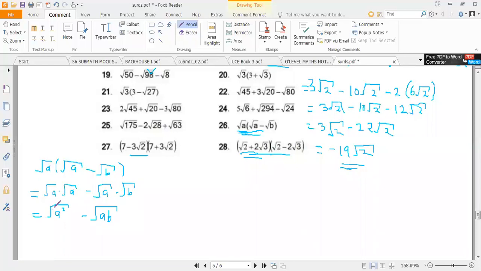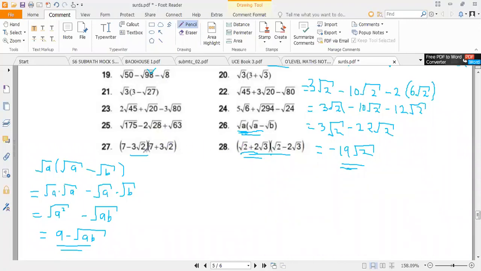For this one, since it is the square root of a squared, the square will cancel with the square root sign, and then we remain with a minus the square root of ab. Are you okay with this? Yes. Okay, so we can go ahead and look at now.